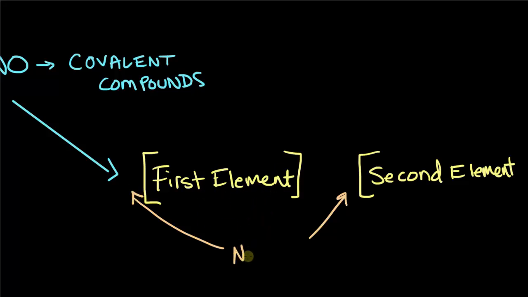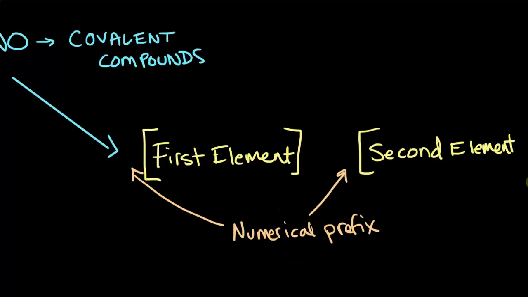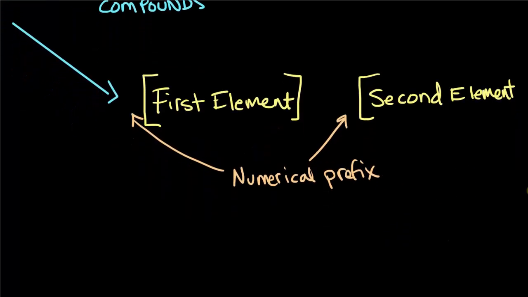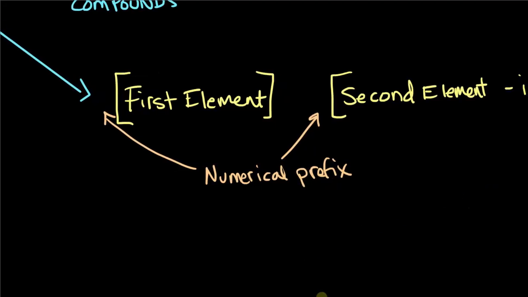So we need to add a numerical prefix that tells us how many atoms of each element there are in the compound. We'll do several examples in a moment that should clarify this further, but for now let's just remember what those numerical prefixes are. For 1, 2, 3, 4, 5, and we'll go up to 10: 6, 7, 8, 9, 10.